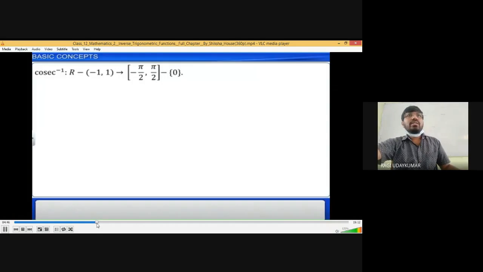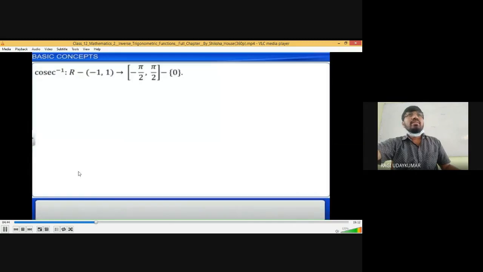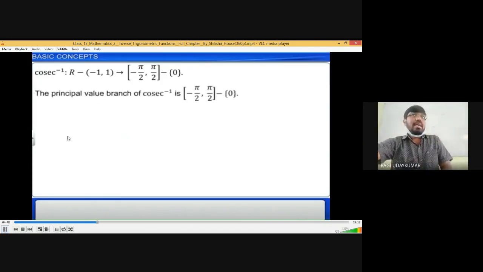next to the tan, let us move on to the cosec inverse. Okay, cosec inverse, we know that the domain of the cosec inverse is the real numbers except minus 1 to 1, and the principal value branch is minus pi by 2 to pi by 2 except 0.